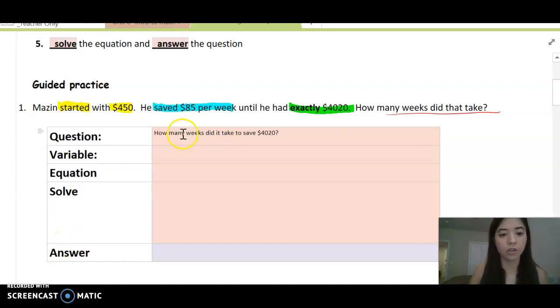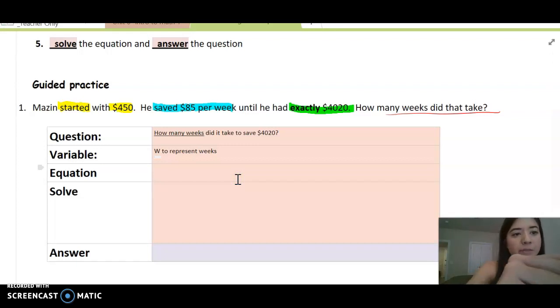Okay, so we want to know how many weeks. So now we need to choose a variable to represent what we're trying to find. So I'm going to choose W to represent weeks. All right, now this is probably the trickiest part here, is creating the equation. But really, all you need to do is break it down piece by piece.